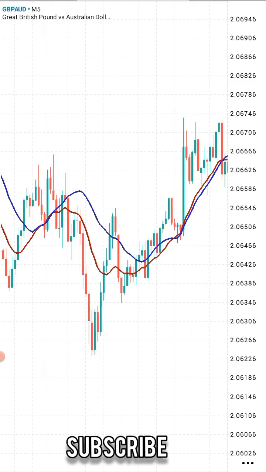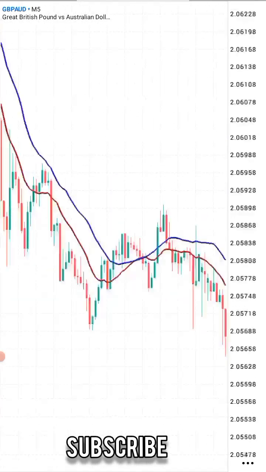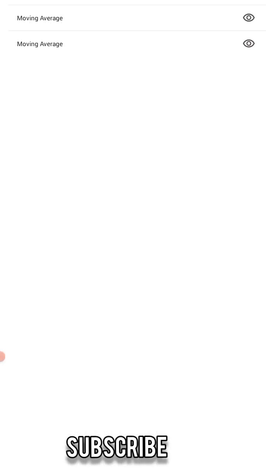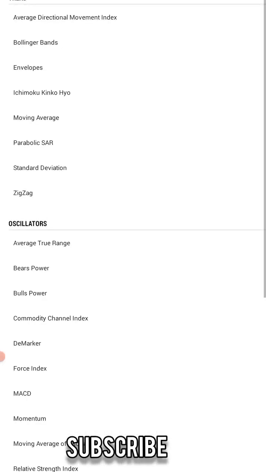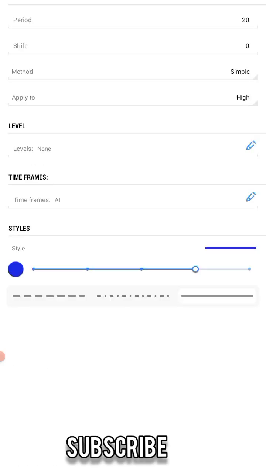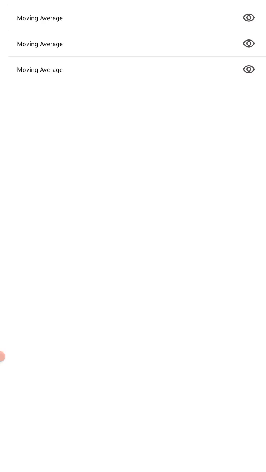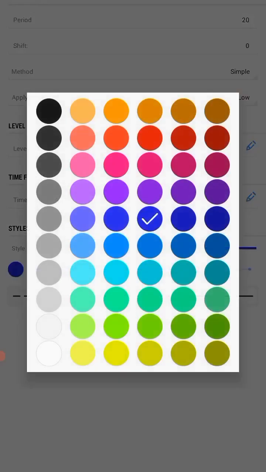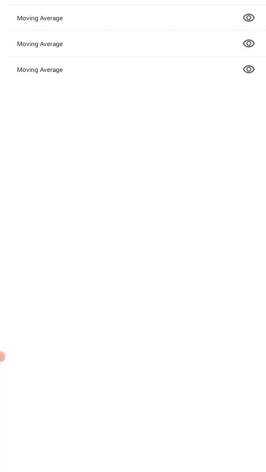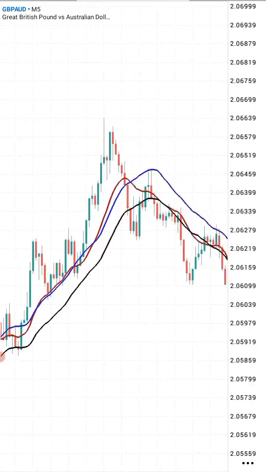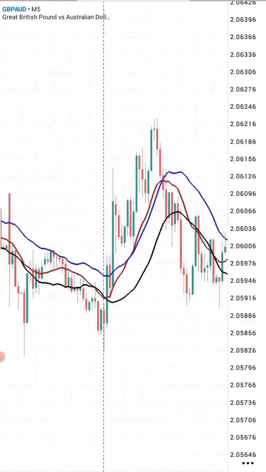Now look at the difference. The last moving average we're going to put is our moving average 20 still, method simple, apply to low. Now look at the differences. It is low, not high. Now click on save. I forgot to change the color. Now we can change the color to black. Look at how it is. This is it.